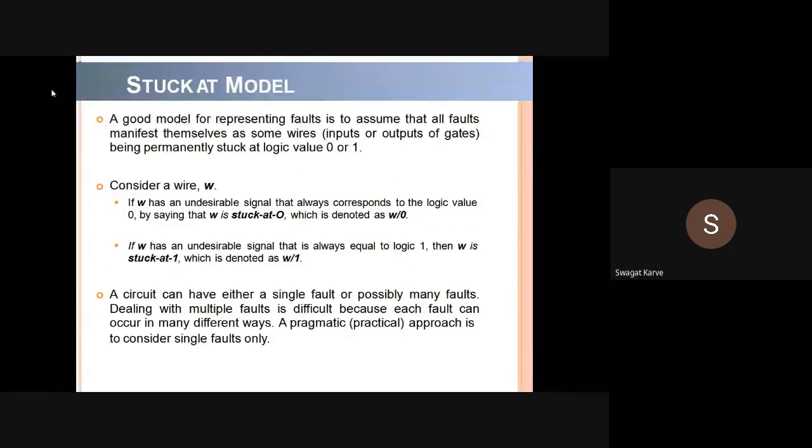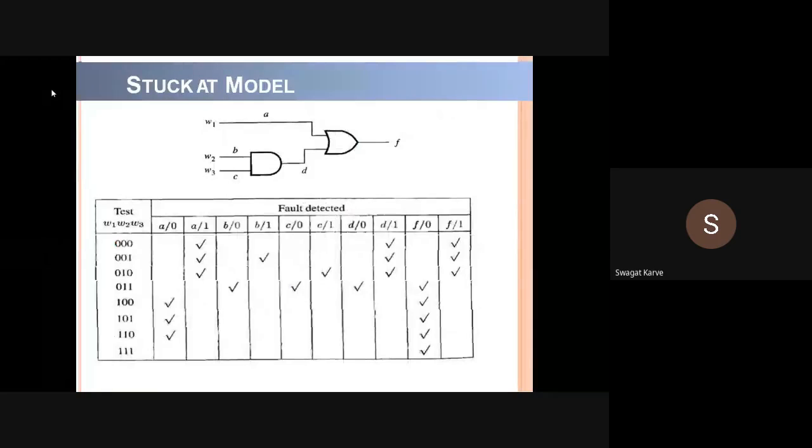Now, how to carry out this fault model testing? Now this is the circuit. Consider you have this circuit with you.